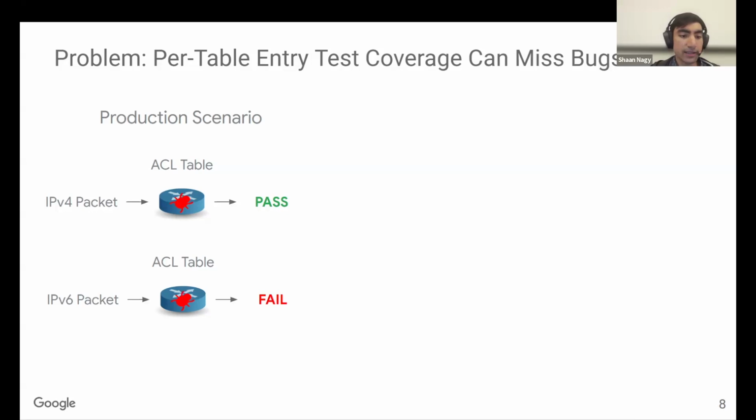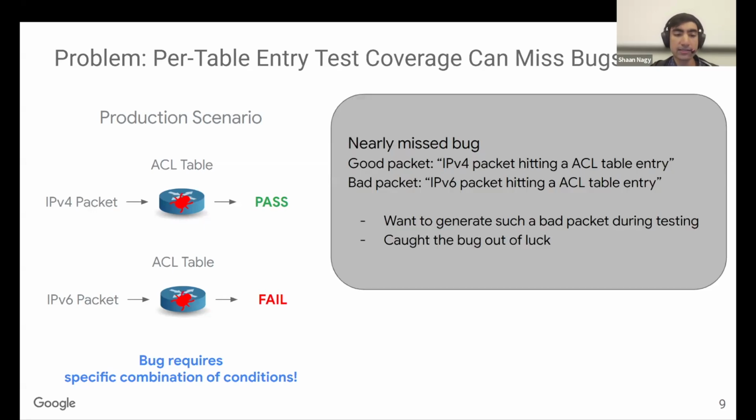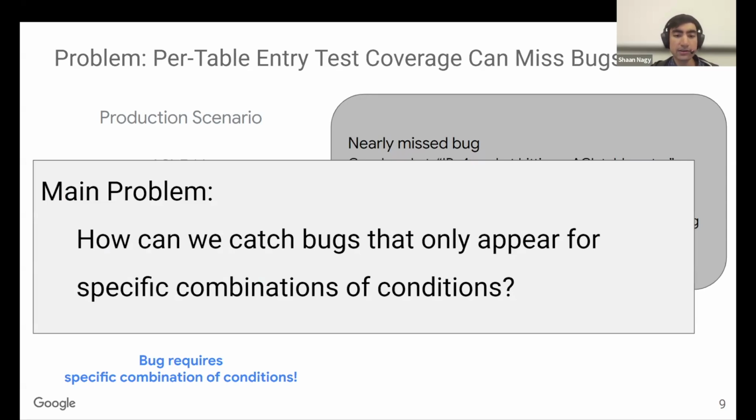And the thing that I really want to highlight is that this bug only occurs under a specific combination of conditions. It's not enough to have a packet that just hits the ACL table, and it's not enough to have a packet that's just an IPv6 packet. You need both of these things to occur at the same time in order to identify the bug. And this is not just a hypothetical. This is a bug that we actually observed in practice, and it's one that we were very fortunate to catch. So the main problem and the focus of today's talk is going to be how can we catch these bugs that only appear for specific combinations of conditions.